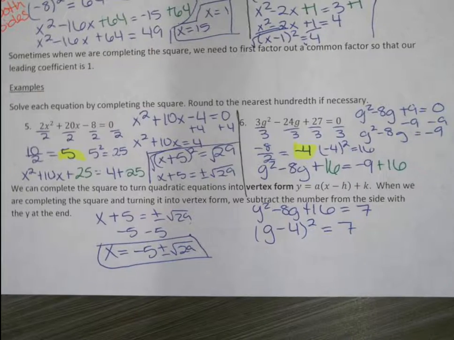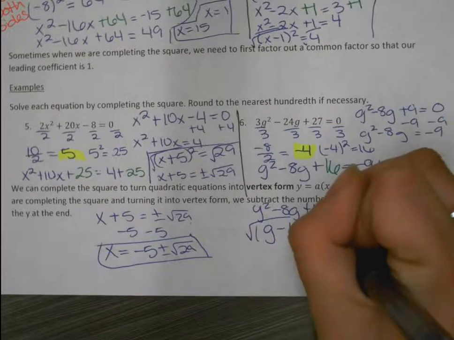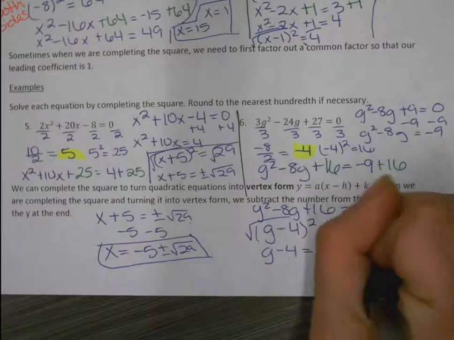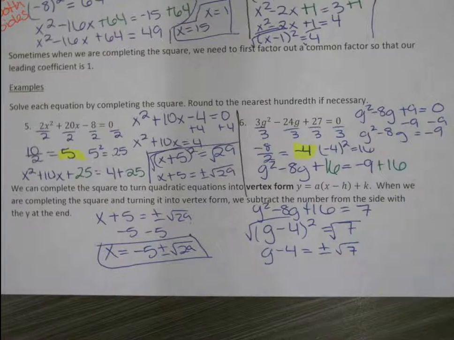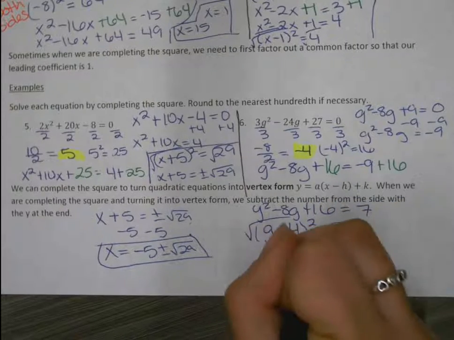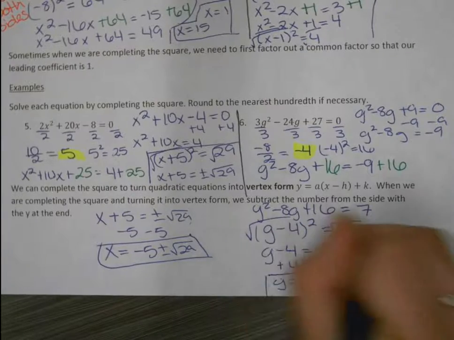What do I want to do next? Take the square root of both sides. And I get g minus 4 equals plus or minus the square root of 7. And then I just need one more step to solve this. I add 4 to both sides. So I get g equals 4 plus or minus the square root of 7. Questions here?